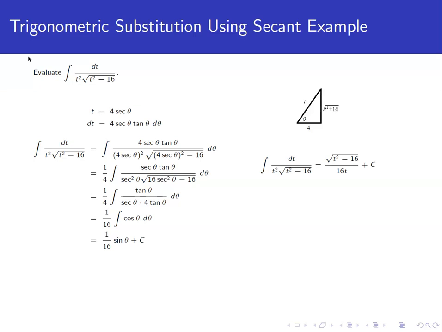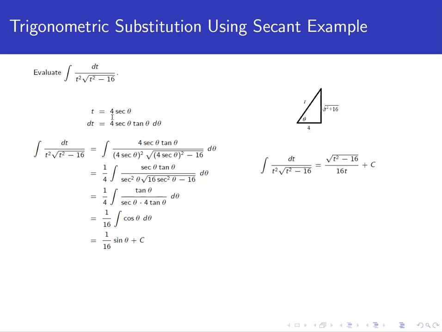using a secant substitution. However, just letting t equal the secant theta is going to give me a secant squared theta minus 16, which is not quite what we need. We need to be able to factor off the 16. So to make sure that we can factor off a 16 after we substitute something in for t, I need to put a 4 out in front of my secant so that when I square the 4, I get 16. So we're going to let t equal to 4 secant theta.